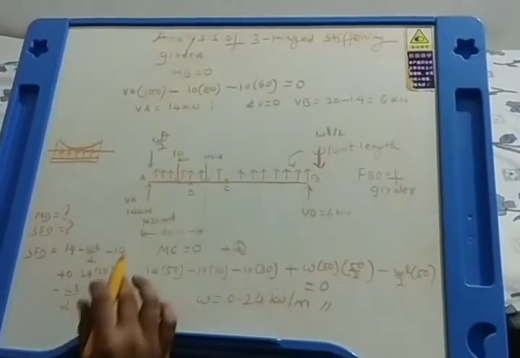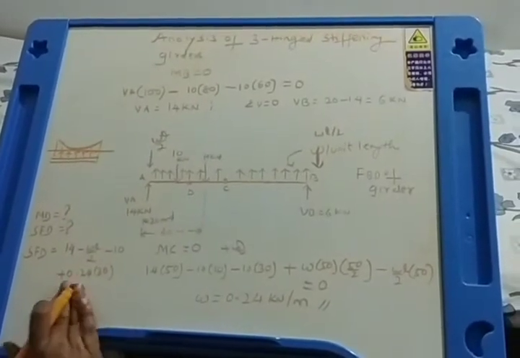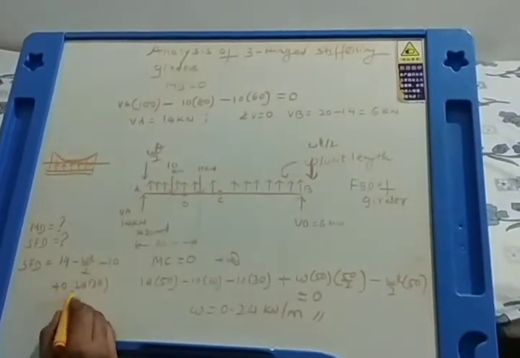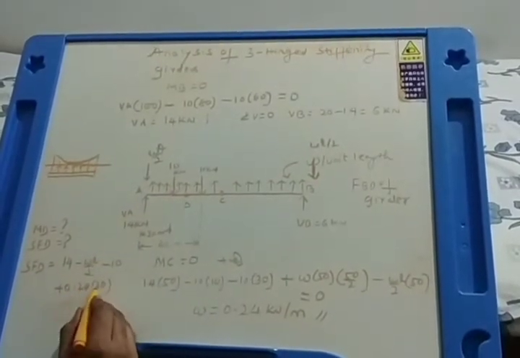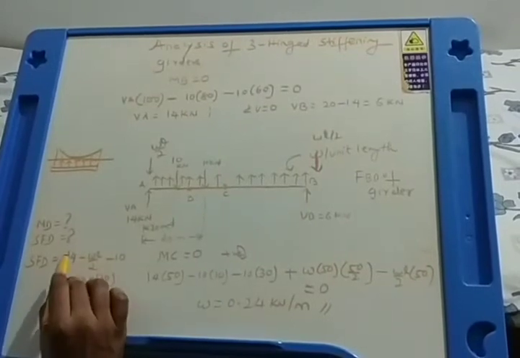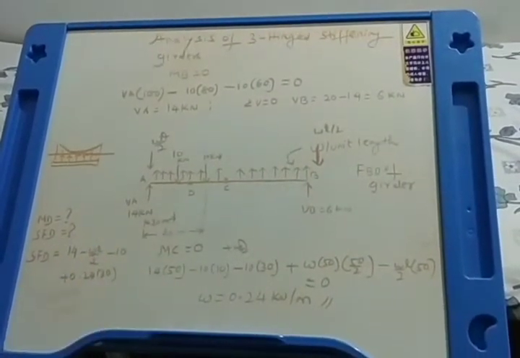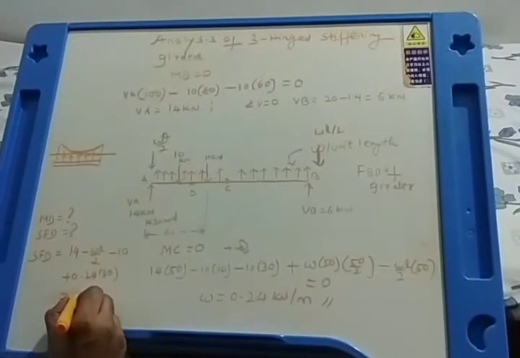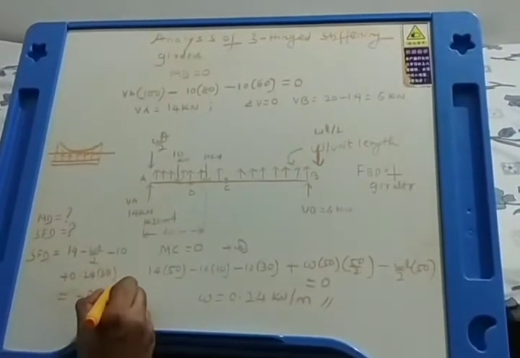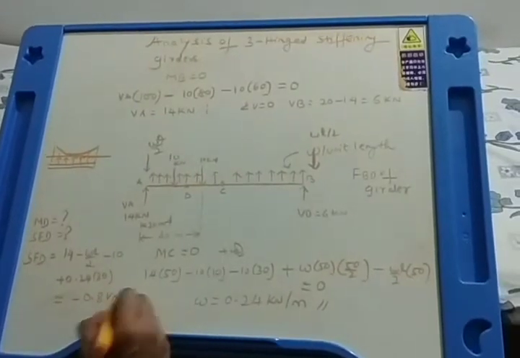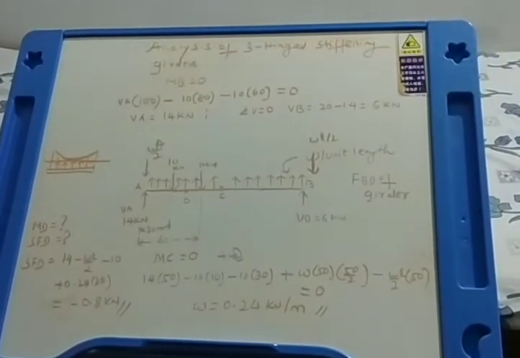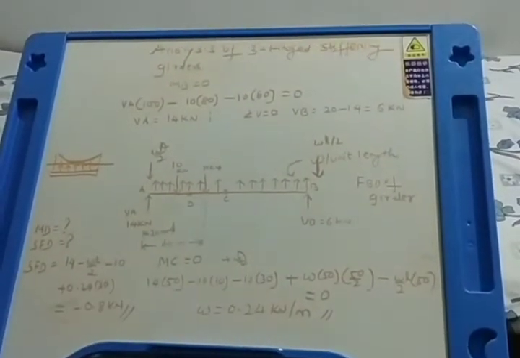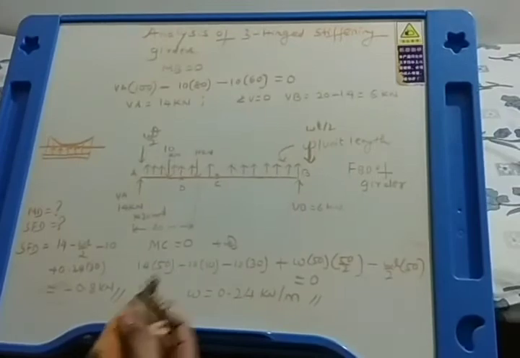Of course this WL by 2 is written already here, so no need to write. Minus WL by 2, VA minus WL by 2, minus 10, then 0.24 into 30. That means how many components? 1, 2, 3, 4. So if you do the calculations, you will get the shear force is equal to minus 0.8 kilonewton. This is shear force at D point. Now similarly, we will find out the bending moment.